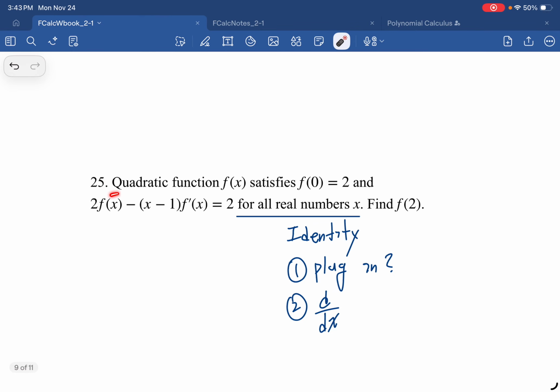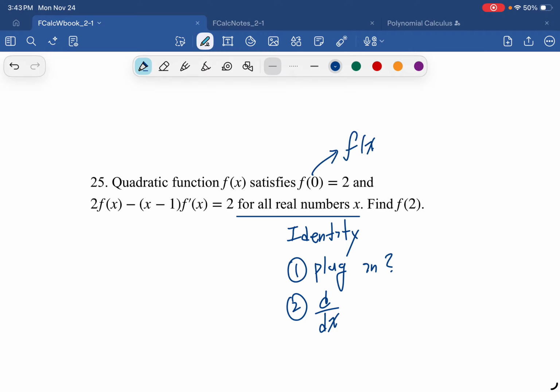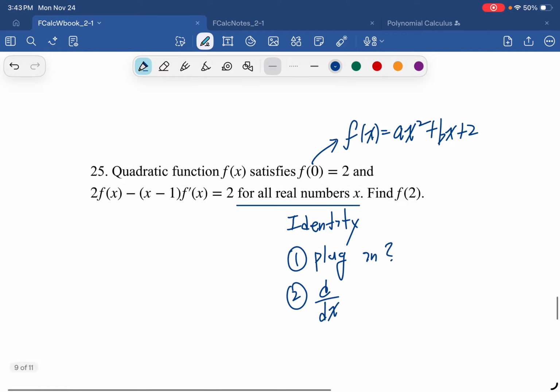So we're given an additional condition about our quadratic function. This itself narrows us down to two variables. And using this, I think we can manage two variables. So with this, I'm going to set myself up as ax squared plus bx plus 2, because that's the y-intercept, right?